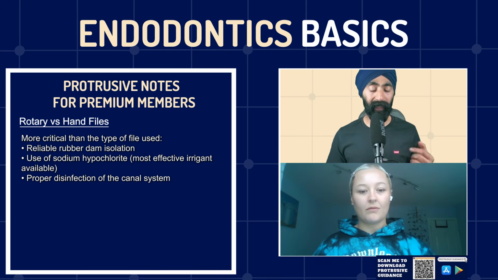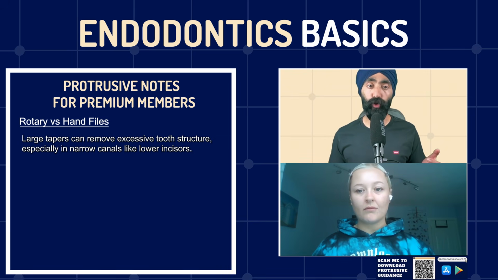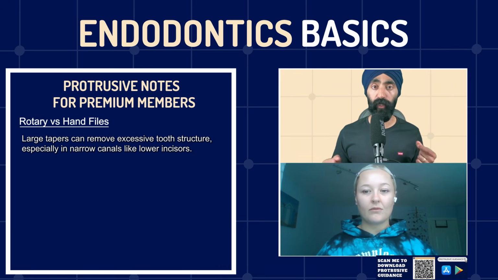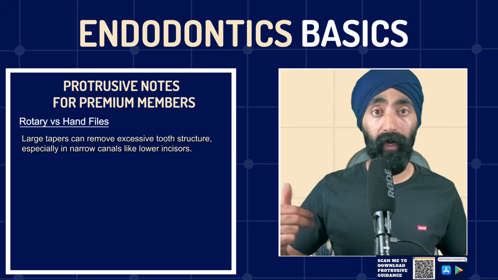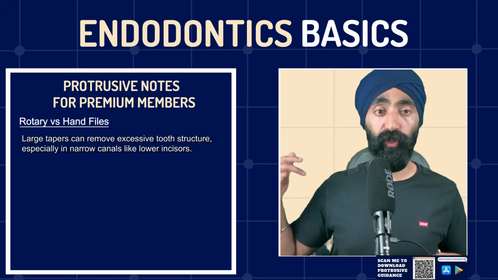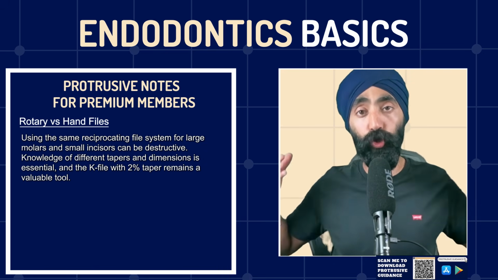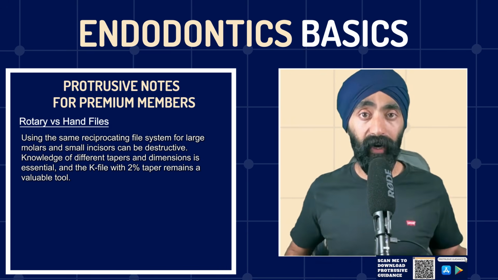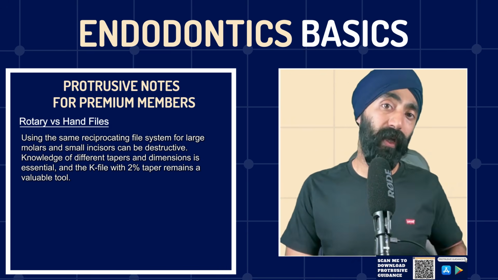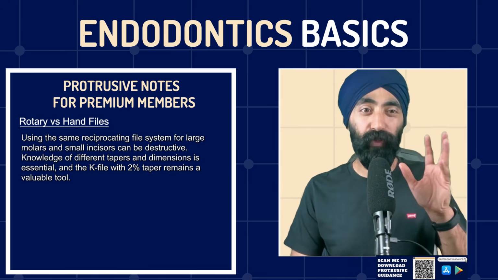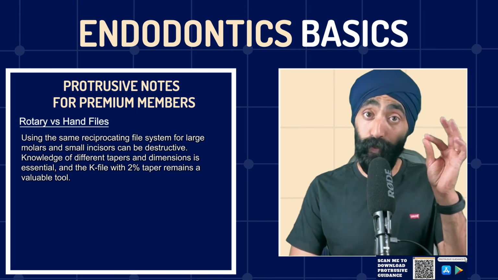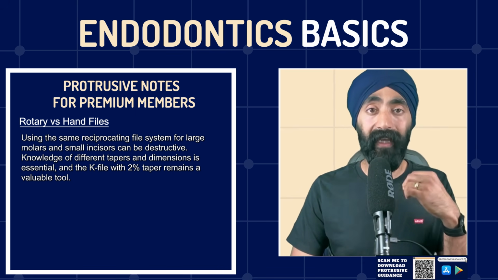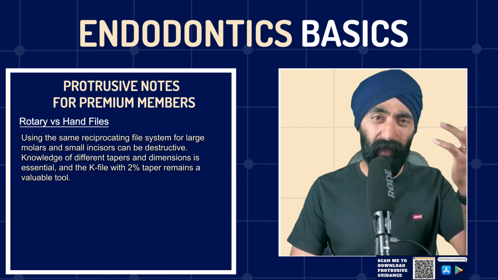Something I didn't appreciate so much is the taper of your file. So imagine you're doing a lower incisor and you're using that same Reciproc system that you would have used for an upper molar, and that lower incisor has two canals, like a buccal and a lingual. Then imagine how much tooth structure you're removing to accommodate that file and the taper. So sometimes there is a place for knowing about different tapers of different files, different dimensions, and having the K file, the humble K file, which is 2% taper, and to be able to navigate that is an important skill. And thinking about taper is really important.